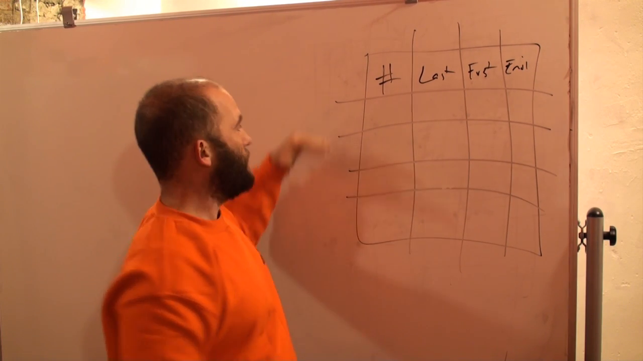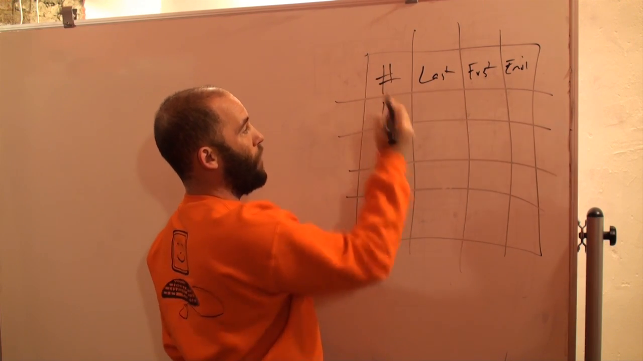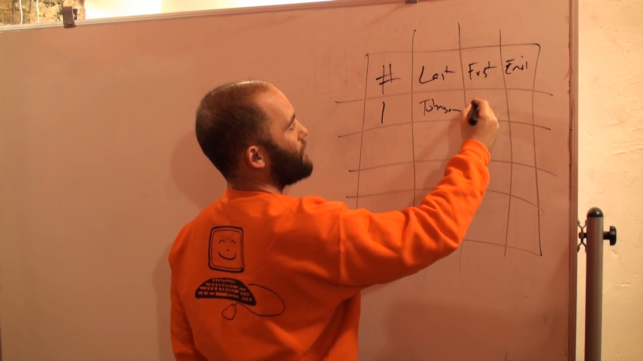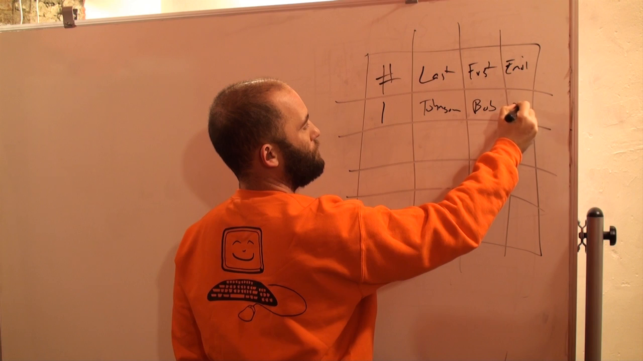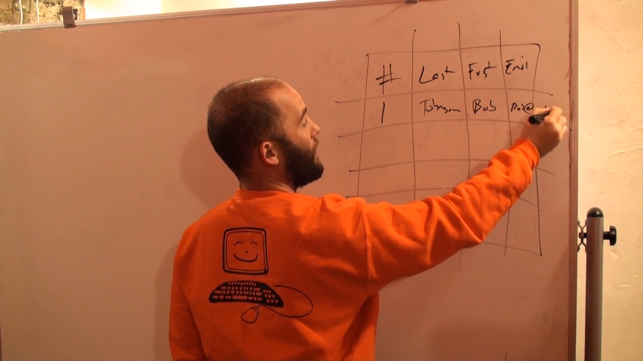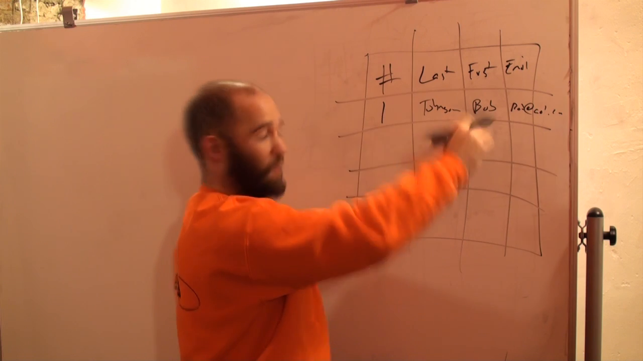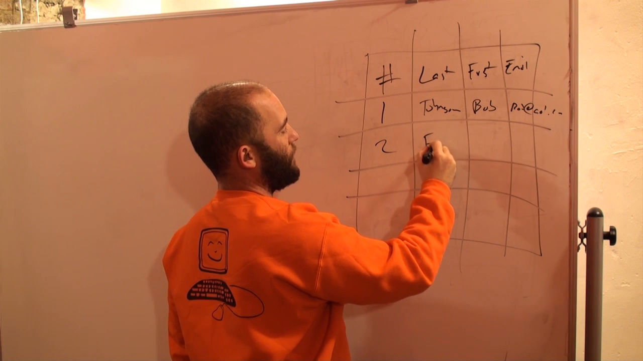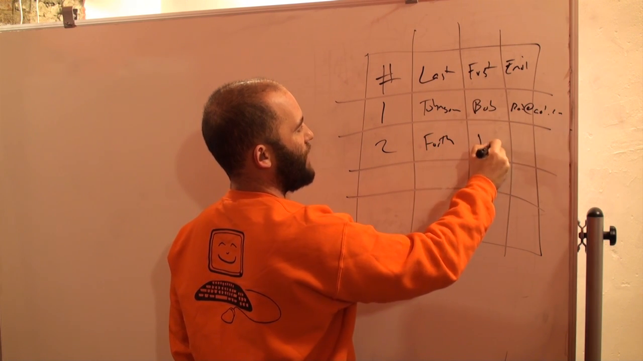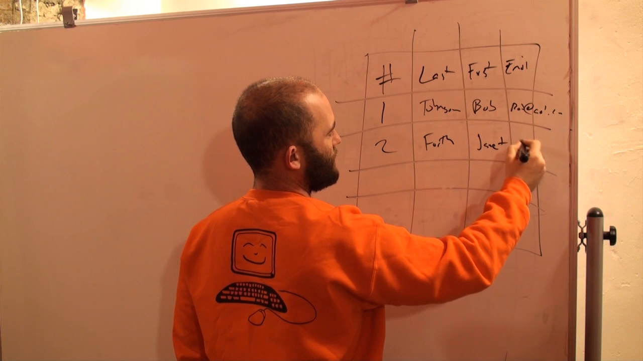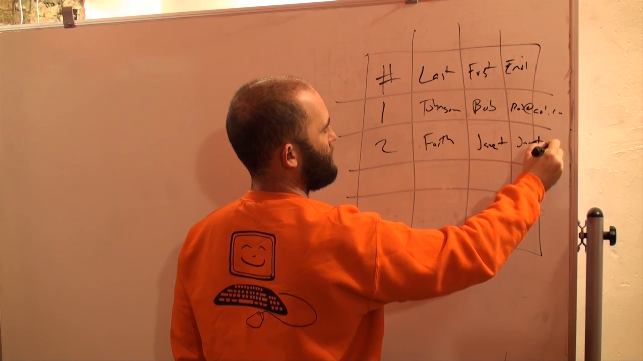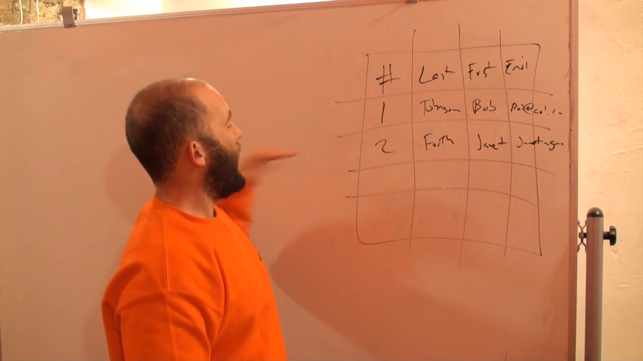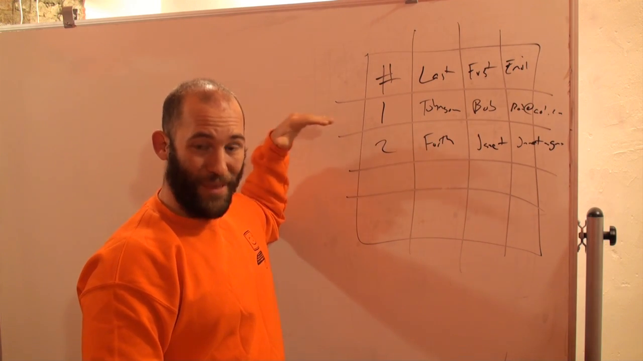So these are the individual people. Member number 1, last name is Thompson. First name is Bob. Email address is bob@aol.com. So this is the first record on this row. Member number 2, last name is Forth, I don't know. First name is Janet. Email address is janet@gmail.com. So columns represent the types of information that you're gathering, and rows are the actual records.